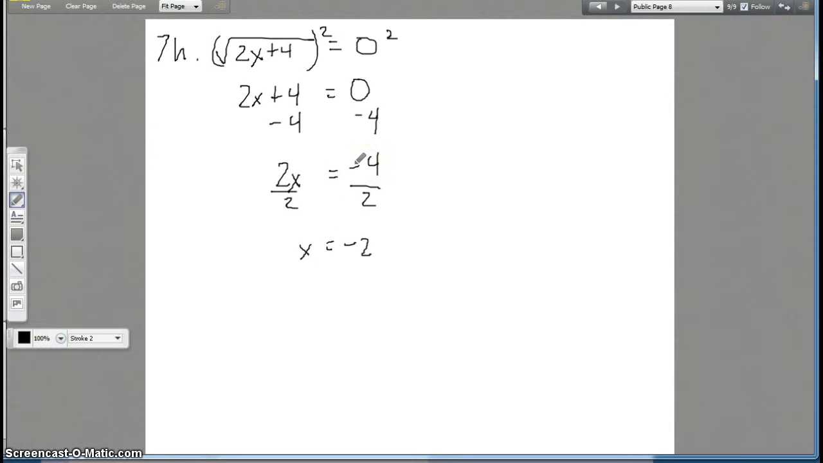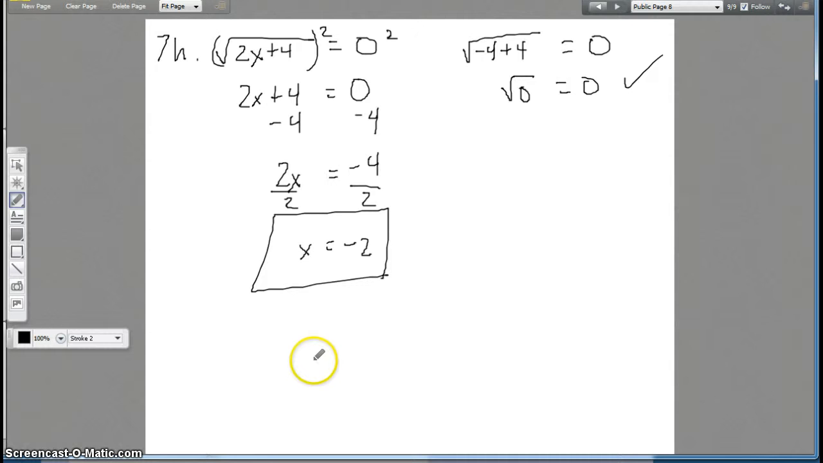Now we don't really know if this is actually a solution until we check it in the original equation. The original equation, we had square root of 2x. Well, our x is negative 2. 2 times negative 2 is negative 4. And then we have plus 4, so plus 4 in the square root, and then it said equals 0. So what is negative 4 plus 4? That's 0. So we have the square root of 0 equals 0. That's true. That means that x equals negative 2 actually is a solution for this equation.